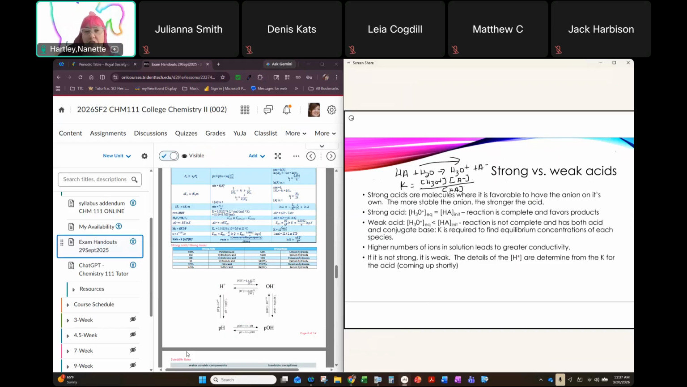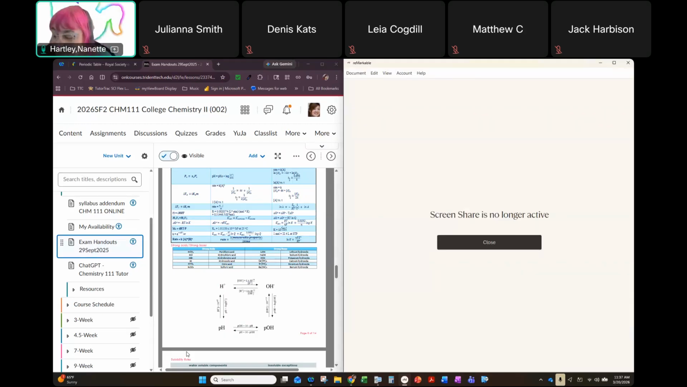But if your HA concentration is 0, this mathematical expression is undefined. That's what happens when you divide by 0. And that's why you will never see a value for K for a strong acid. Look one up because they don't exist. All right. So it's important that you understand that strong acids will not have a K value that you can find.